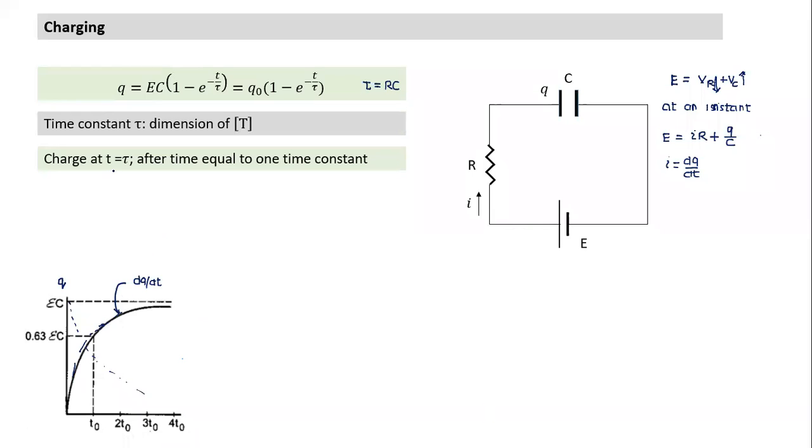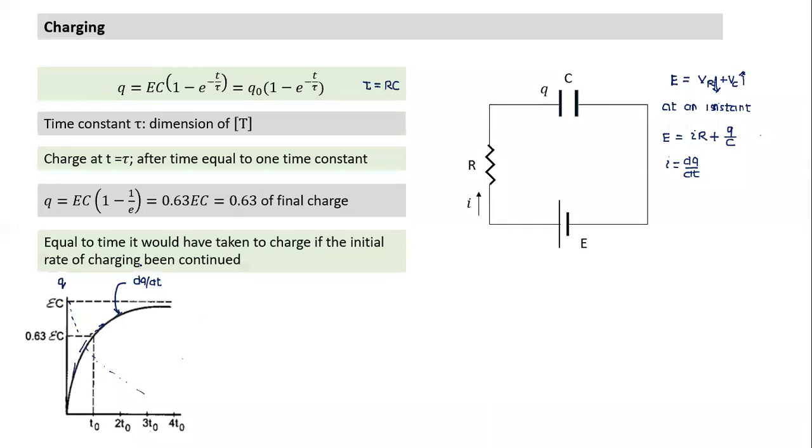So, time constant: the charge at time t equal to 1 time constant. The other way to define tau is the time it would take if the initial rate of charging were continued. So if I draw a tangent at time t equal to 0, it will meet the final charge line at time equal to t naught. That's what the last statement means. So this time is RC.